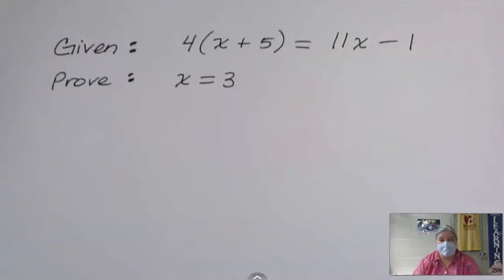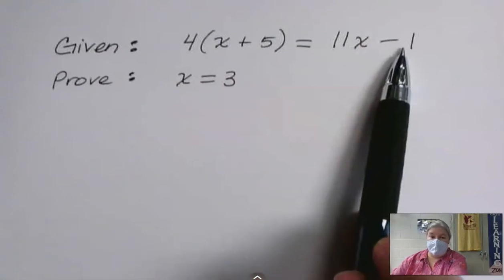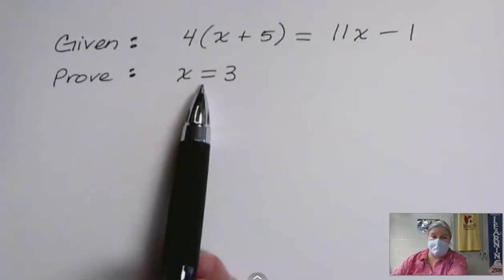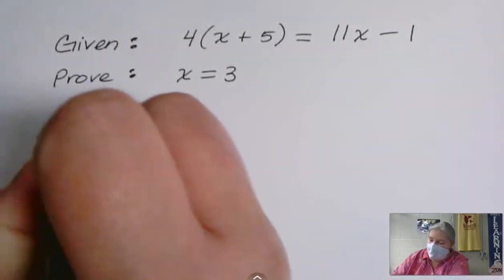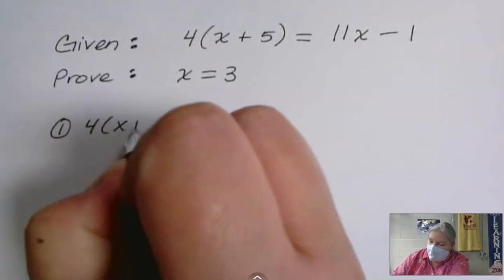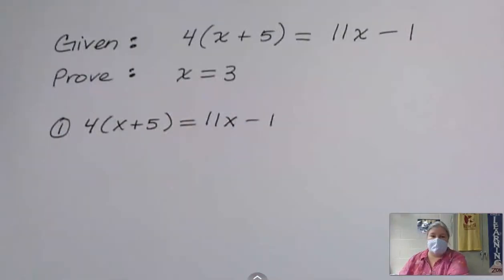I want to show you an algebraic proof real quick, just so you can see what these look like in action. When do we use these? Here I'm given an equation, and I'm told when I solve it, I'm supposed to get x equals 3. But I'm supposed to prove that that is true. So I'm going to show all my steps, starting with the very first step, which is what I was told to begin with, and that's that this equation is true.